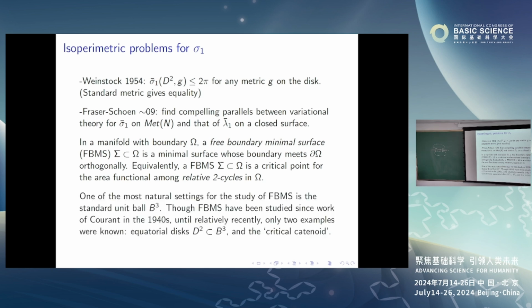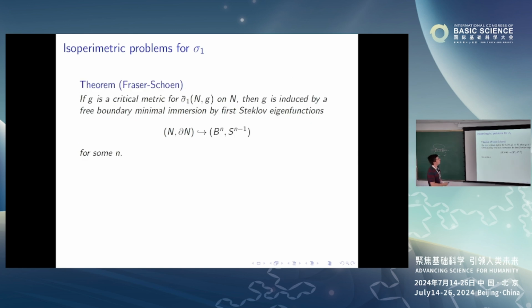One of the most natural settings, in some sense the simplest one, is the standard unit ball. This is somehow the analog of S3 in this world. Even though free-boundary minimal surfaces have been studied since the 40s, until recently there were only two examples known: the equatorial disks and this critical catenoid, a natural free-boundary minimal annulus. Fraser and Schoen observed that, analogous to Nadirashvili's work on the Laplace eigenvalues, if we have a critical metric for this first Steklov eigenvalue, it has to be given by a free boundary minimal immersion into some ball by first Steklov eigenfunctions.